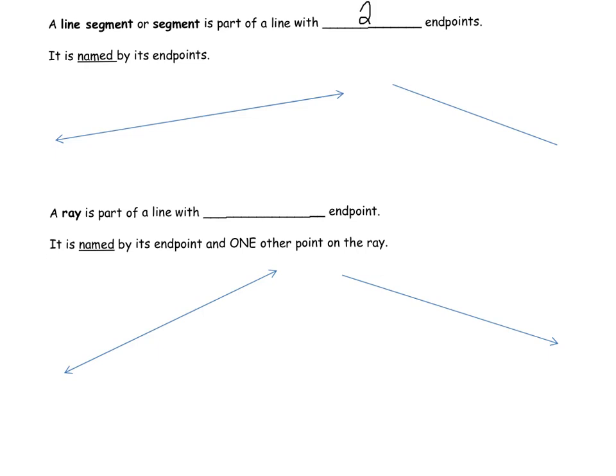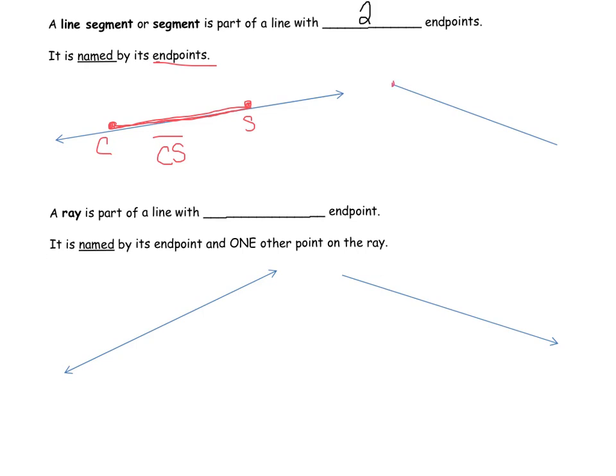So for example, if I want to refer to just this part of this line right here, I would just name the two endpoints. Let's call that C, and let's call that one S. I'm referring just to the part of the line from C to S, and in order to do that, I just put CS and I put a little line segment with no arrows on the top. We always name line segments by their endpoints.